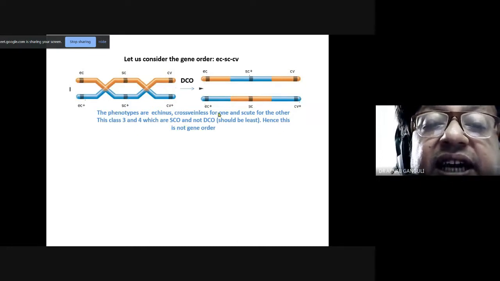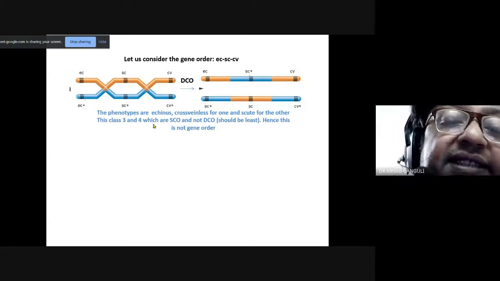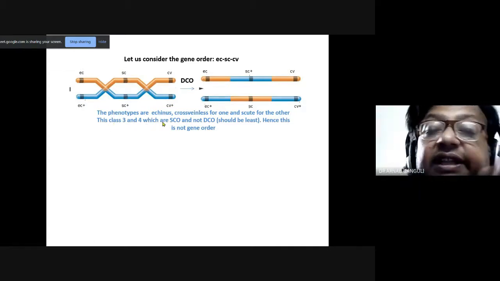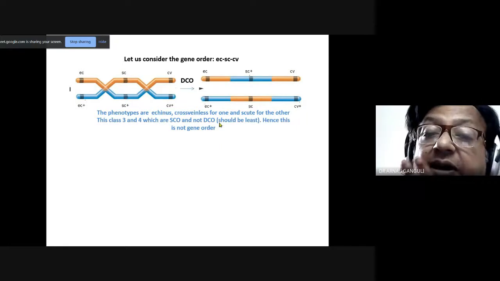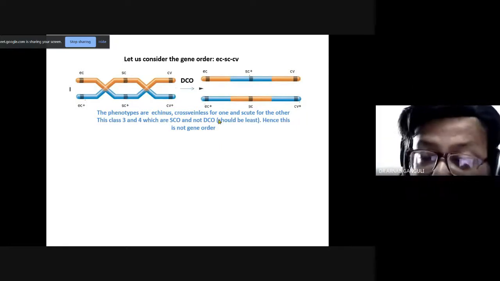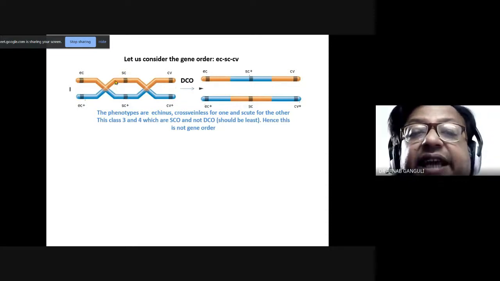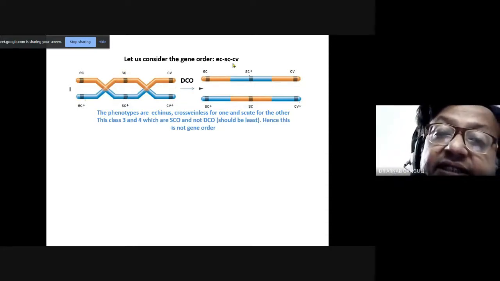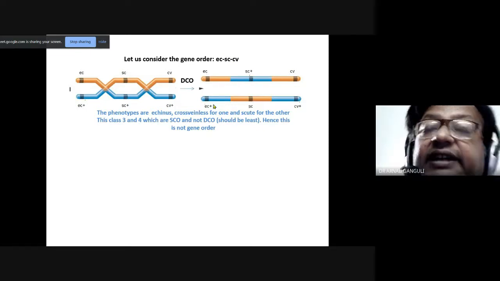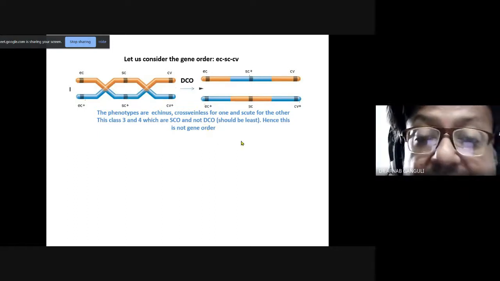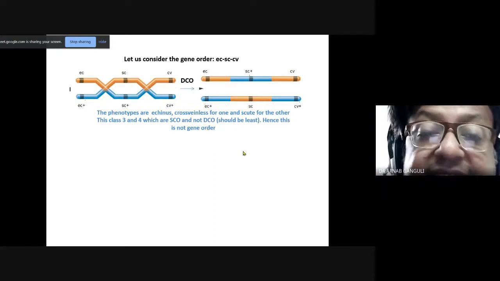But if you see this phenotype, this is class 3 and class 4. They are the single crossover. They are not the double crossover. In the double crossover, the middle gene is switched. So SC is not the middle gene. If this was the middle gene, then this should have been the double crossover. It should have been the least.